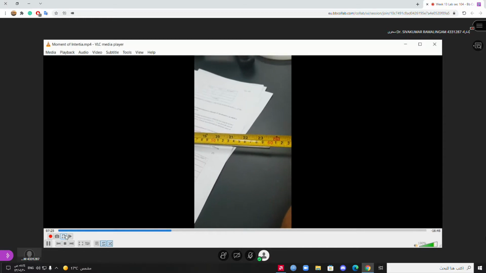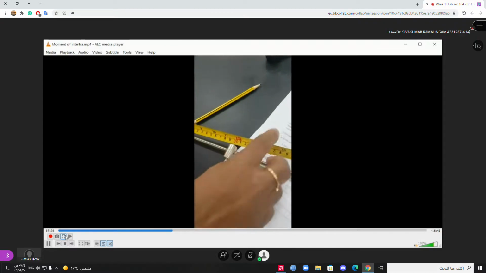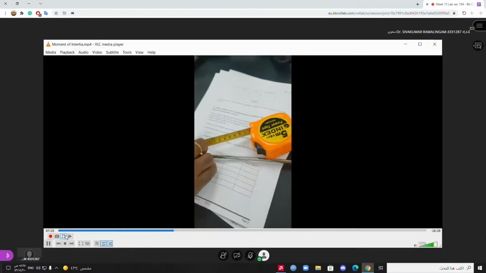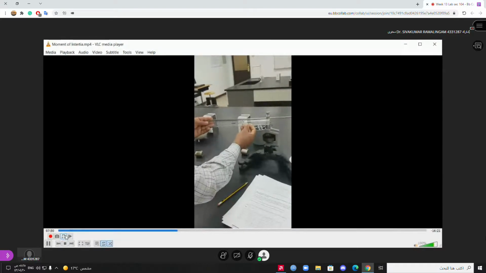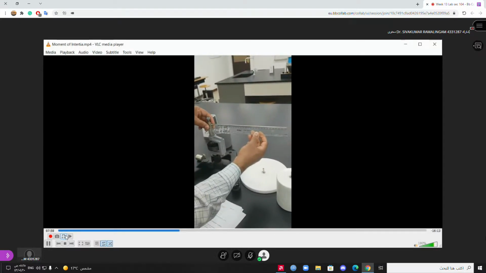I'm going to fix it at exactly the middle point, which should be 30 centimeters. From this edge to the middle is 30 centimeters, and fix it here. I'm going to cross verify it. Take the ruler, and you know this is 30 centimeters, and fix it here. Cross verifying 30 centimeters, check the other edge, which is also equal to 30. Now it is exactly at the middle.